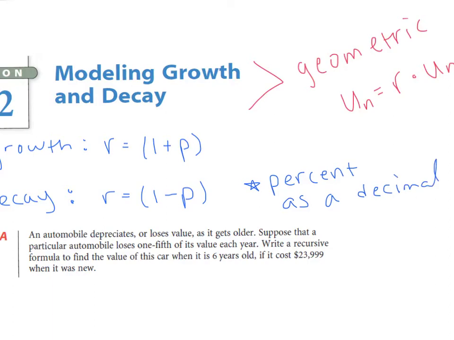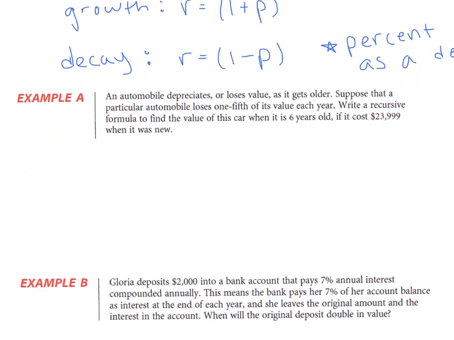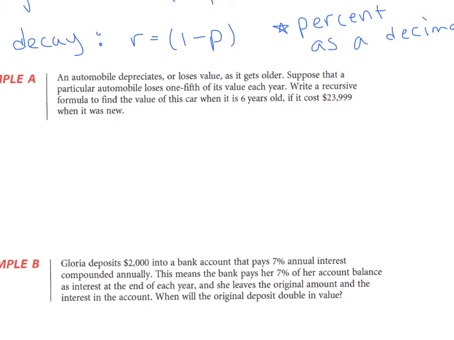Okay. So let's look at our first example here. Example A, we've got an automobile depreciating or losing value as it gets older. So we are supposing that a particular automobile loses 1/5 of its value each year. So that's going to be my p, 1/5, which if I find it as a decimal is 0.2. And we're writing a recursive formula to find the value of the car when it is 6 years old if it cost $23,999 when it was new.